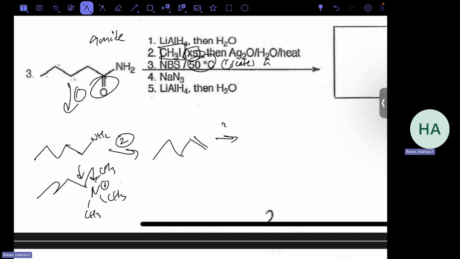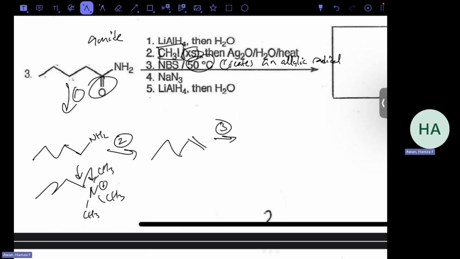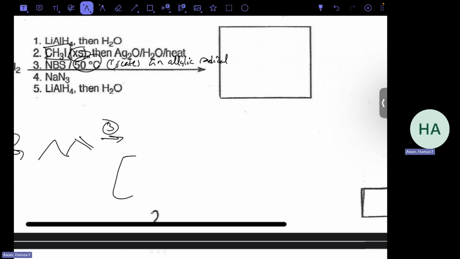So for the third step, it creates an allylic radical. And so to show that, I'll put this a little bit below because you have to draw the... So remember one thing for NBS and light: if you have the radical, please do resonance because you probably will get points off, right?